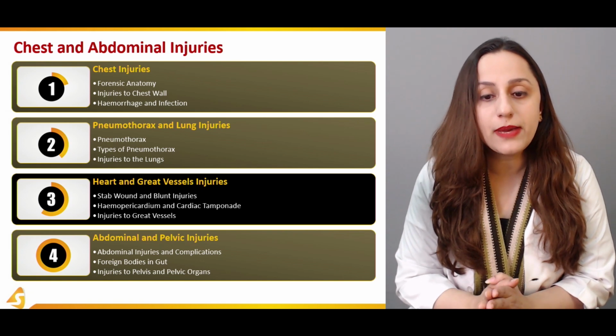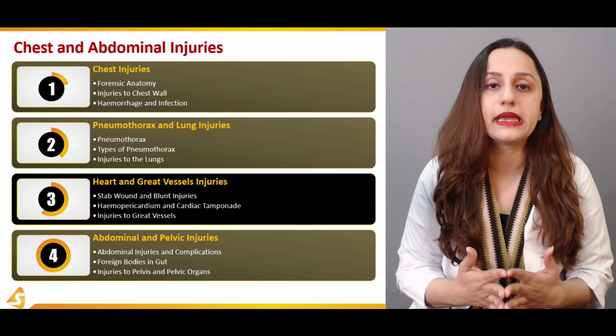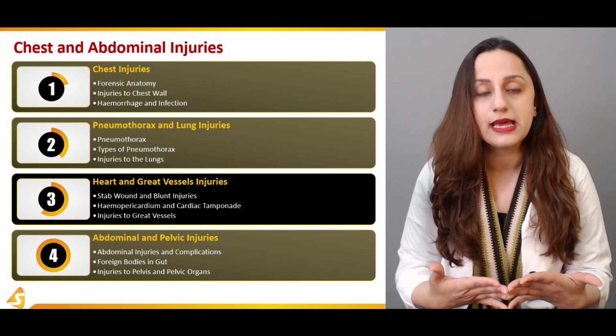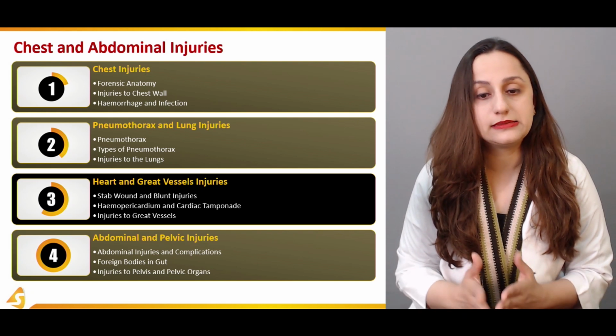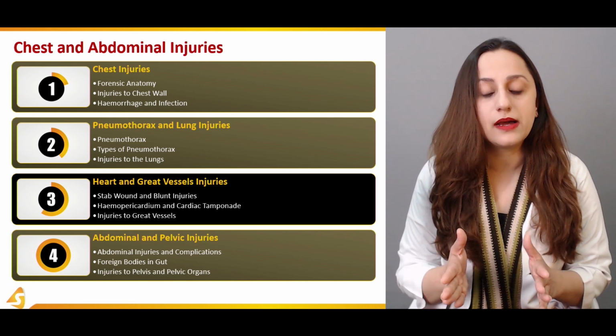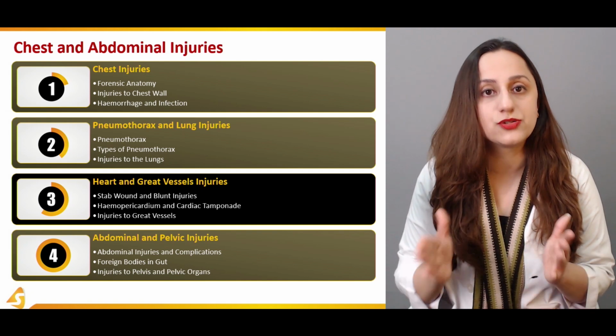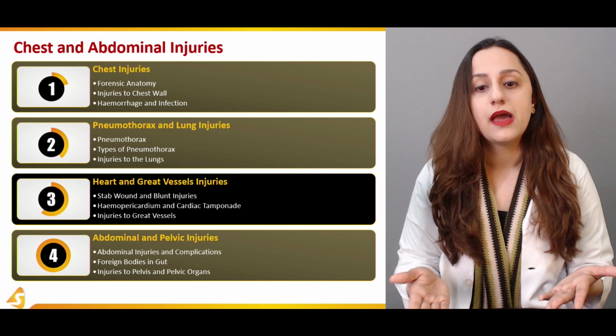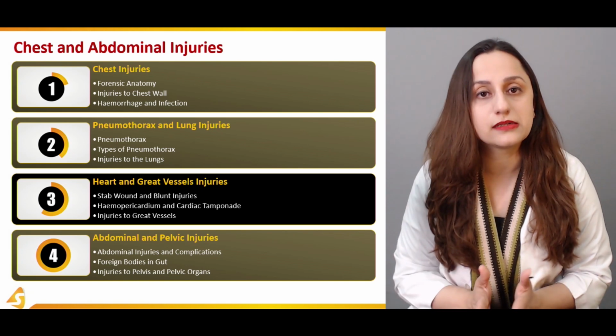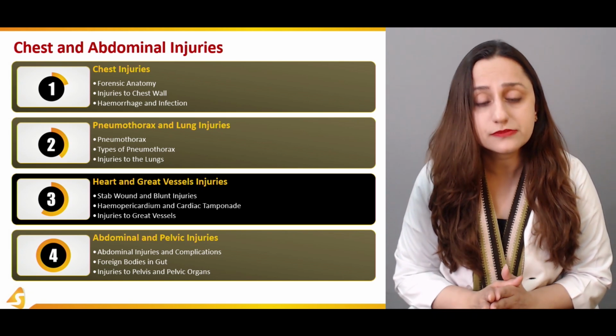Talking about blunt injuries, they can be steering wheel injuries encountered in road traffic accidents, and they can again be damaging to the heart and to the vessels. In a lot of cases, internal hemorrhages can occur, and internal infections can occur through these blunt injuries as well.